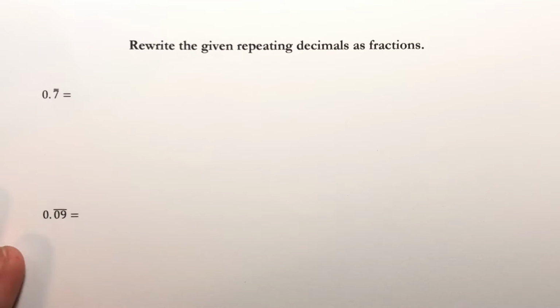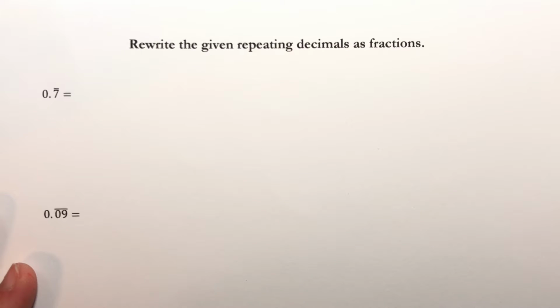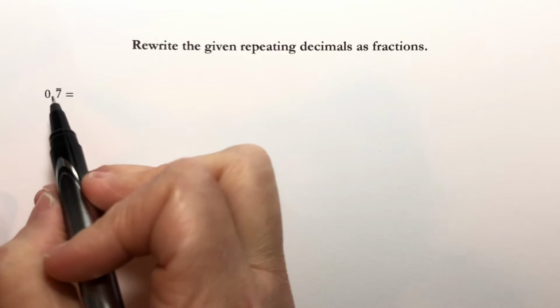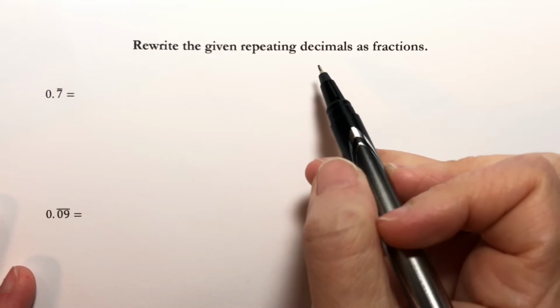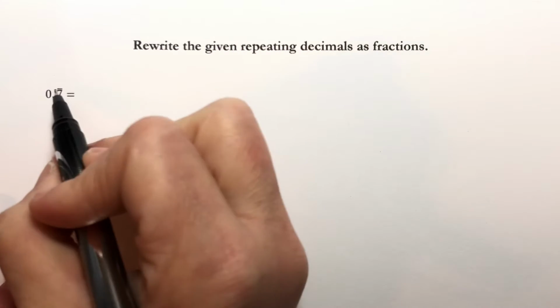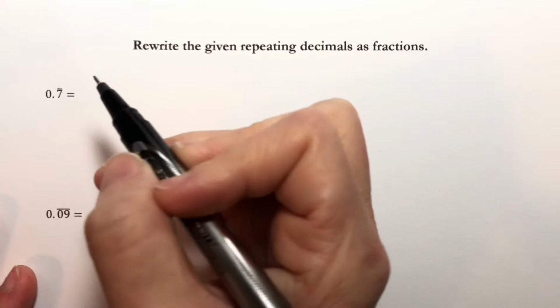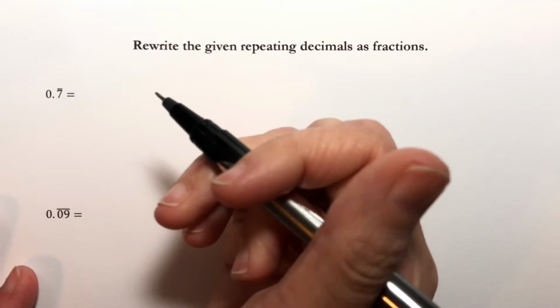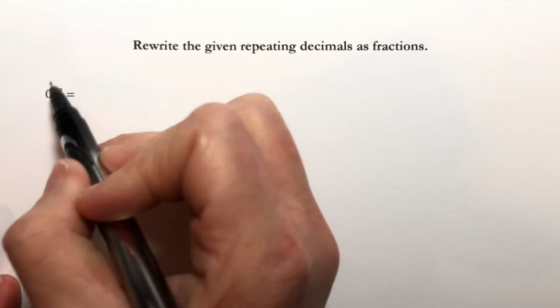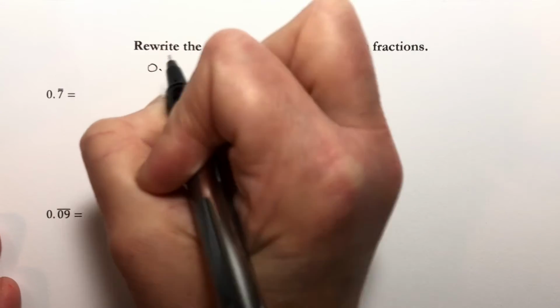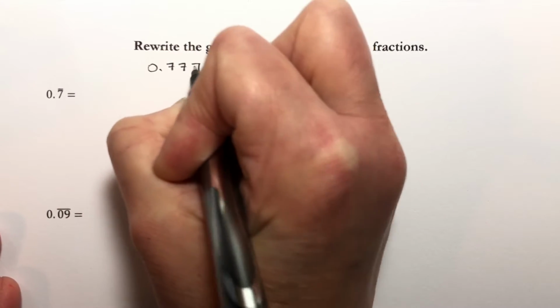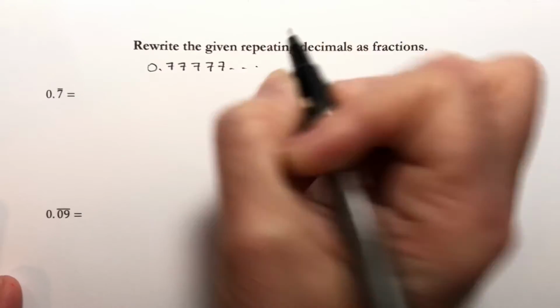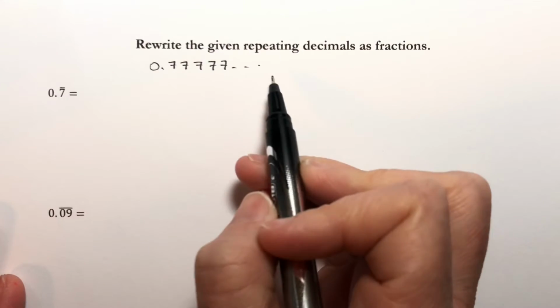All right, this is part 3 of section 8.3. This is the last little topic we do in the course, and we're going to talk about how to rewrite a repeating decimal as a fraction. Now, if you see this bar on the top, which is called a vinculum, this is the same thing as 0.77777, and so on. The bar indicates that that part repeats.